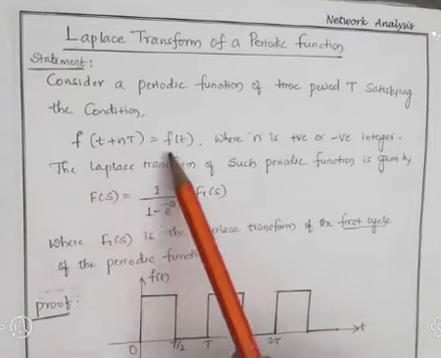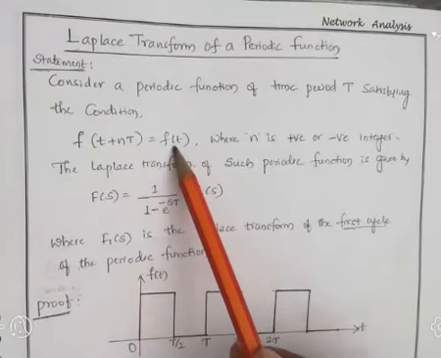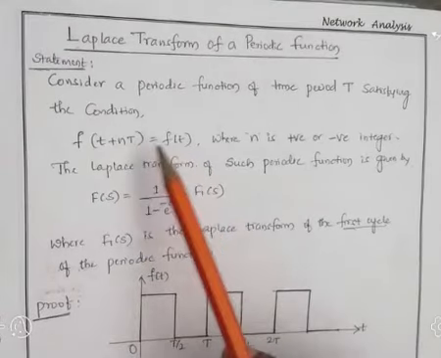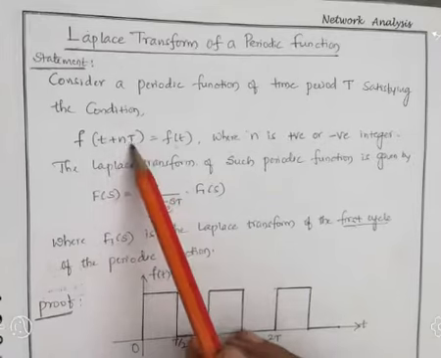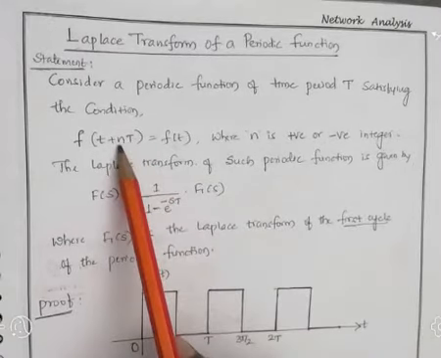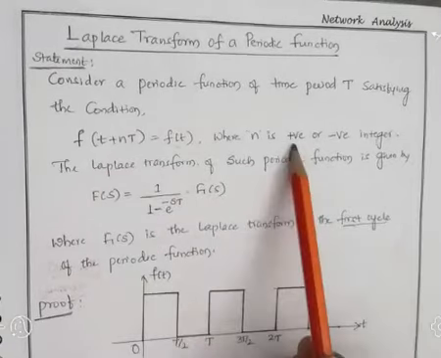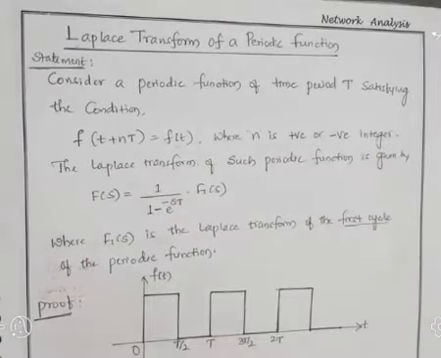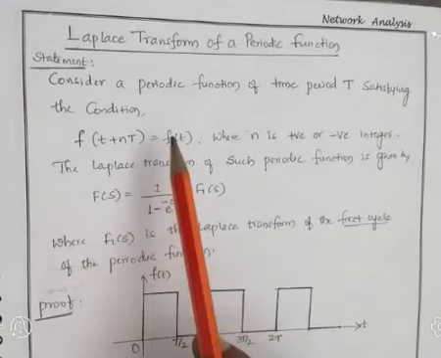equal to f of t. This is the condition for a function f of t to be periodic. If the function f of t is periodic, it has to repeat itself after a certain amount of time, that is after a certain period, which is called T, where n may be an integer value. The n value may be a positive integer or a negative integer. So this is the condition for the mathematical representation of a periodic function.